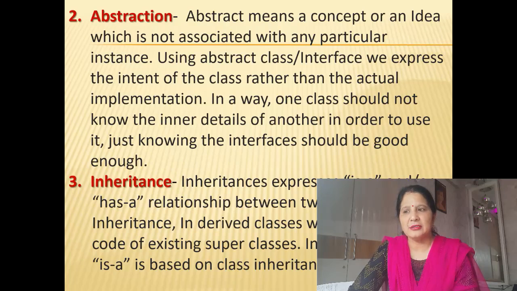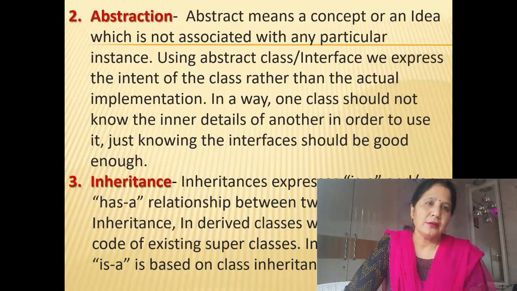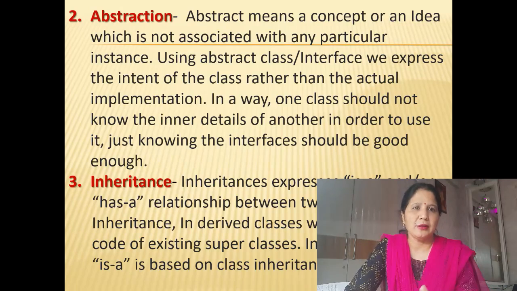Now next is inheritance. Inheritance expresses an is-a and has-a relationship between two objects. Using inheritance in derived classes, we can reuse the code of existing superclasses. In Java, the concept is based on class inheritance. The example of this is animals and human beings, because animals and human beings acquire the properties of their parents. So this is the example of inheritance.